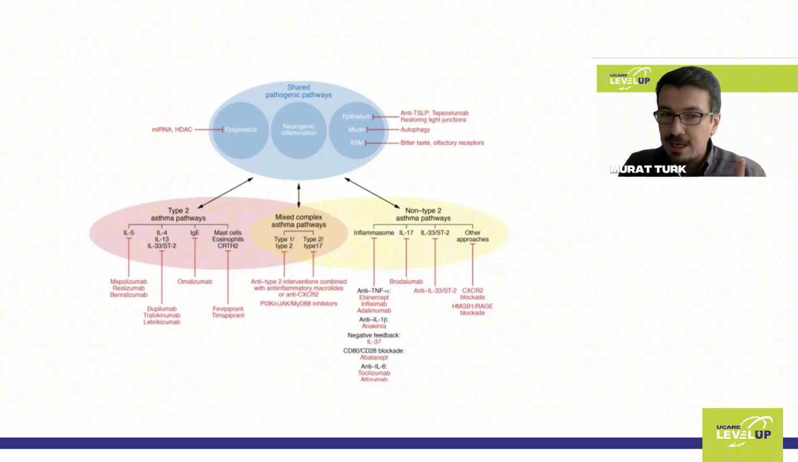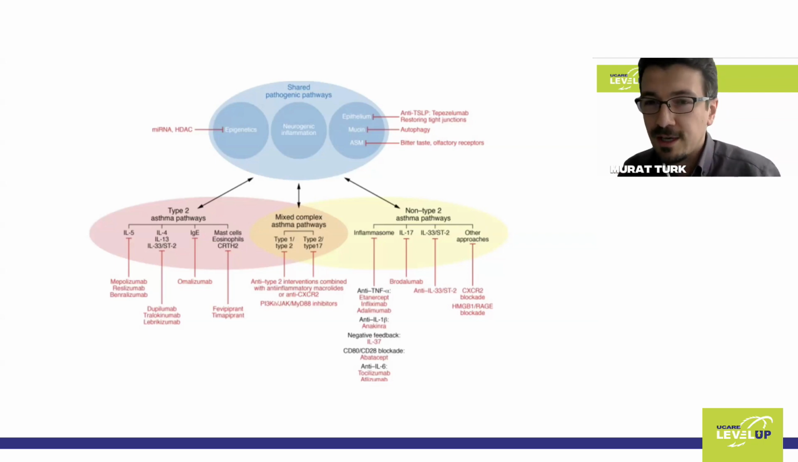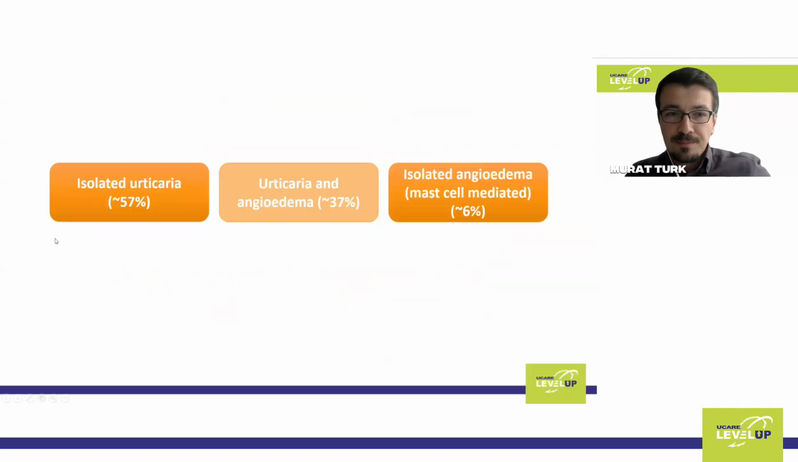Type 2 high, this is the one we love because there are a lot of biologics in this section. Type 2 low is the quite gray area. We mostly don't know what's going on there. These are the examples of endotypes and phenotypes from asthma.